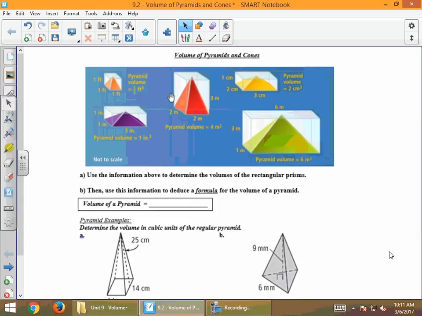All right, so we're starting a new one. We're talking about volume of pyramids and cones. So let's look up here. Let's see if we can identify some similarities or anything else we got with this. All right, so let's look at these various things.